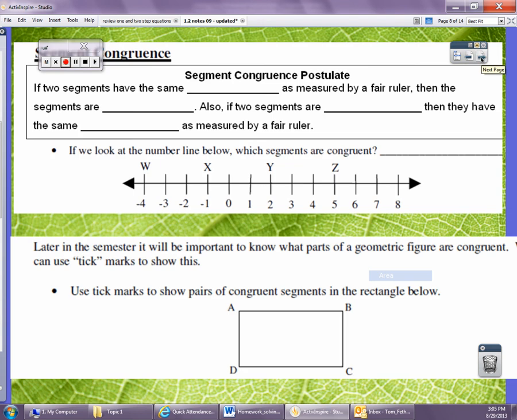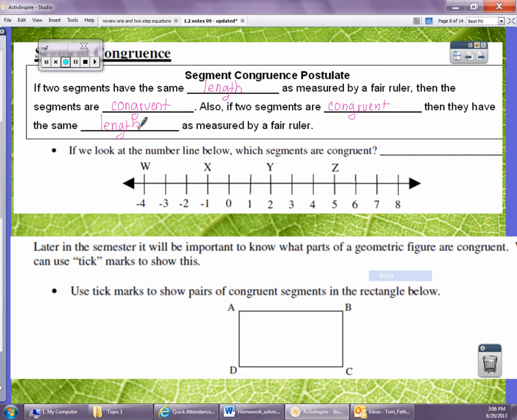Then we get to the segment congruency postulate. If two segments have the same length as measured by a fair ruler, then the segments are congruent. Also, if two segments are congruent, then they have the same length as measured by a fair ruler.